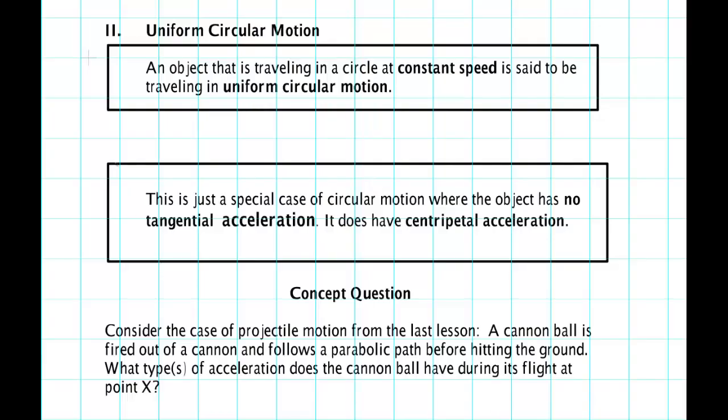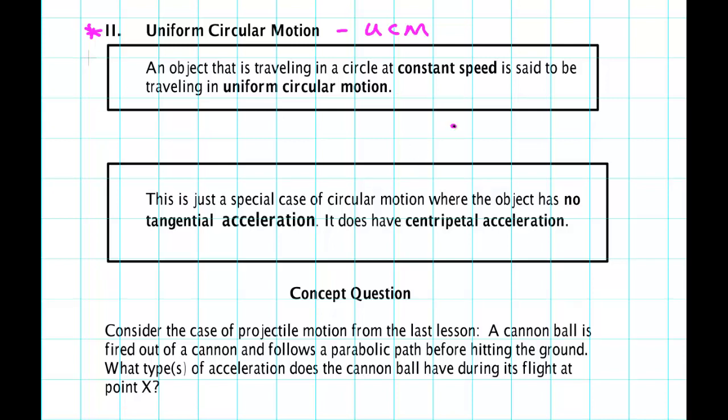Alright, in our third video we're going to finish up our discussion of circular motion by considering a very special type of motion, uniform circular motion, also known as UCM. This is when an object is traveling in a circle at constant speed. Now, if it's traveling at constant speed, that does not mean it has constant velocity.